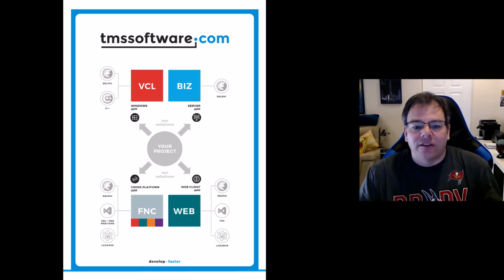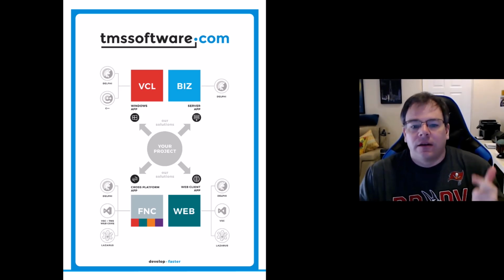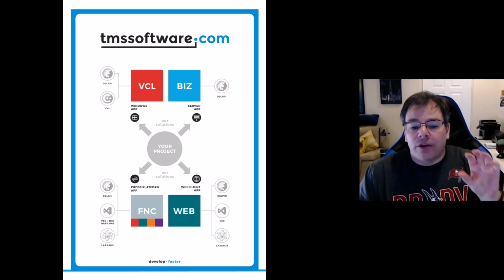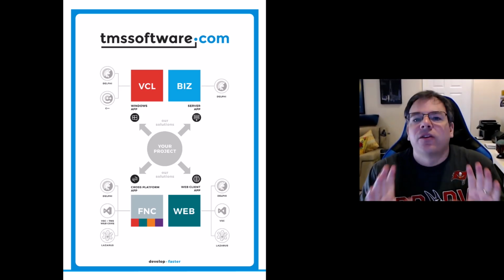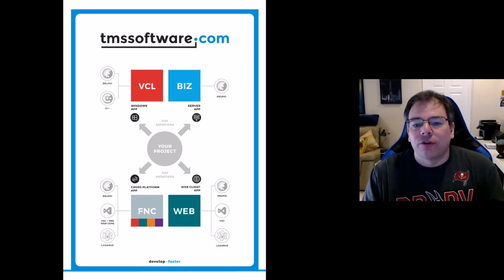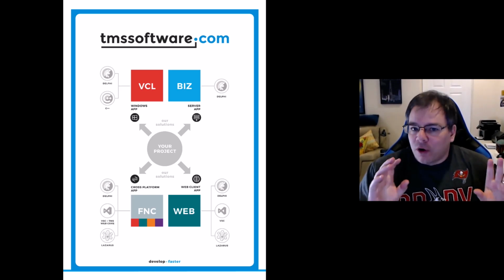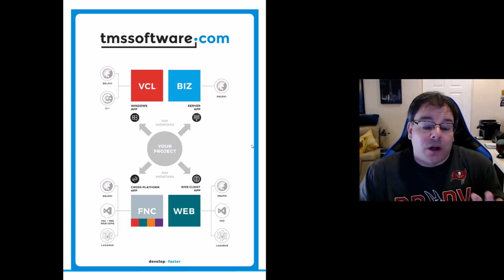And TMS really has 4 big product groups indicated by the tiles in this chart. One is VCL, the second is business, the third is FNC, and the fourth is web. And what makes this complicated is that with FNC, you can use VCL, and that is why it became also difficult to approach. And I love this new chart because you can look at it from a completely different angle. So let's get started and see what to focus on really.